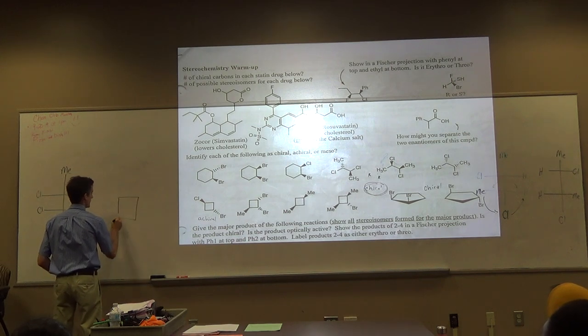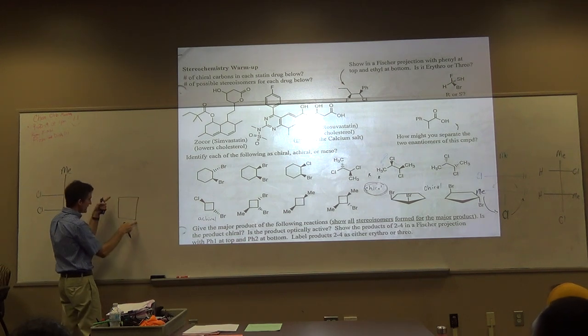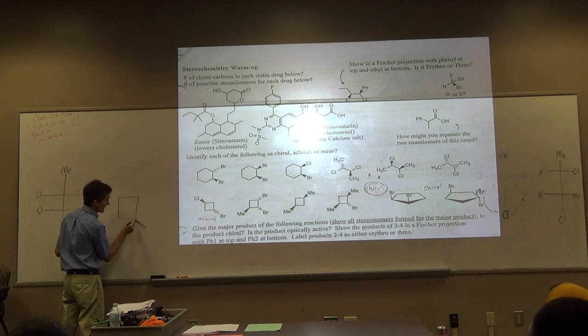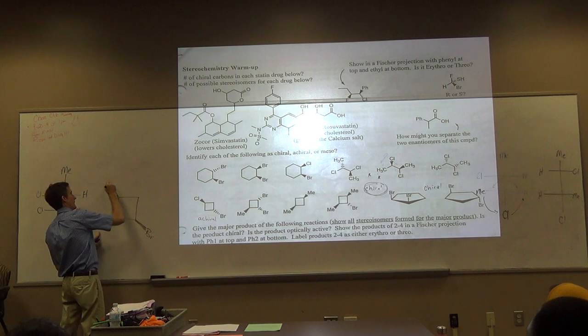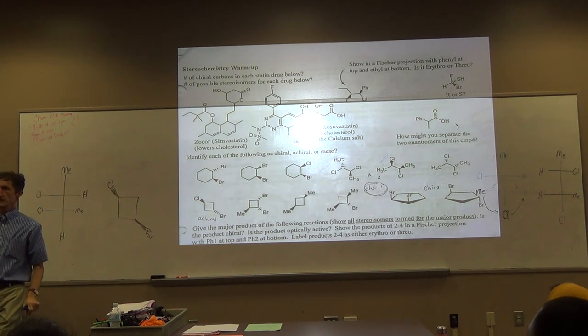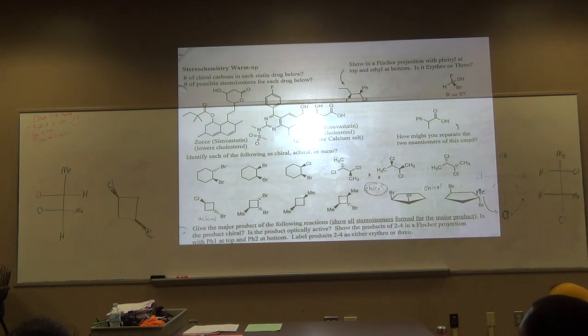Can you draw some other? We've got to have a bromine here and a chlorine here. Okay? That is a stereoisomer. It's got the same connectivity. Are those the same? If they're not the same, that means they're stereoisomers. That means the compound is stereogenic. Same or different? Different. Those are different.